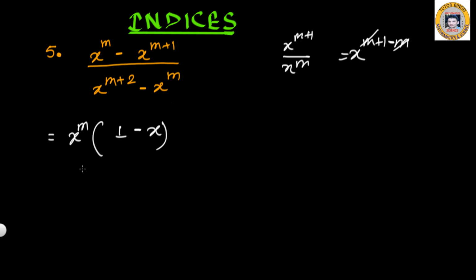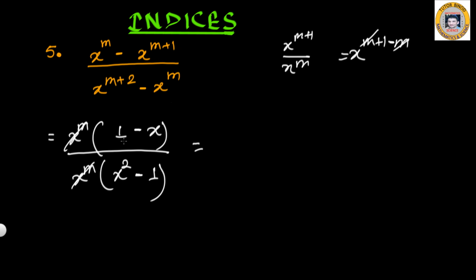You can pause the video and try it. I hope you get it. Now let's see here. Similarly, I can take x to the power m common. If I take x to the power m, I would end up with x to the power 2, which is x square minus 1. So this is gone because x to the power m over x to the power m is 1.